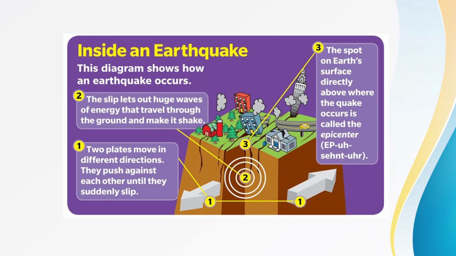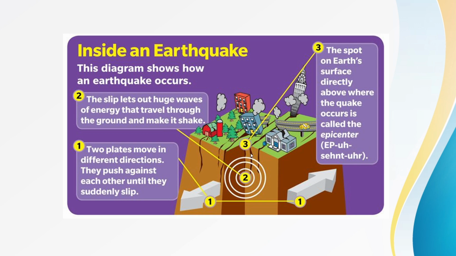Now, the main question we're going to ask is, what is inside an earthquake? We know that it shakes, we know there's rolling and movement of the Earth's surface. So we're going to look at the numbers here, 1, 2, and 3. Number 1, remember the plates that we talked about in the plate tectonics session? Two plates move in different directions. One is pushing against the other, and when that slip happens, that movement is an earthquake. Number 2, the slip lets out huge waves of energy that travel through the ground and make it shake. That's what makes an earthquake.